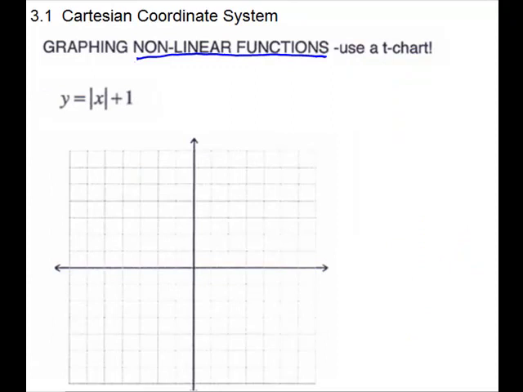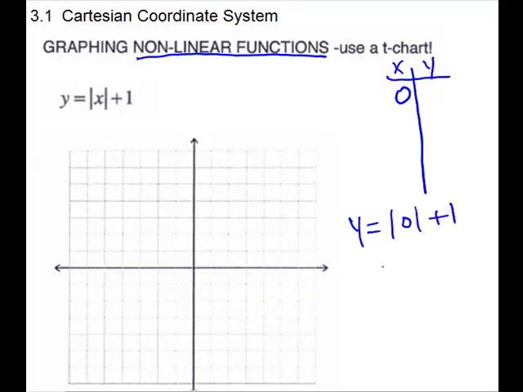We'll look at one more nonlinear function with a t-chart. This one has an absolute value in it. We are going to pick for x because it is not isolated. So say if we pick a 0. So y equals absolute value of 0 plus 1. Absolute value of 0 is 0 plus 1 is 1. And then let's pick a 1. Absolute value of 1 is 1, plus our 1 will give us a 2.